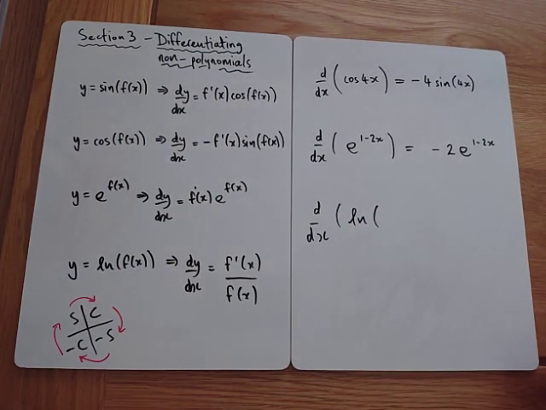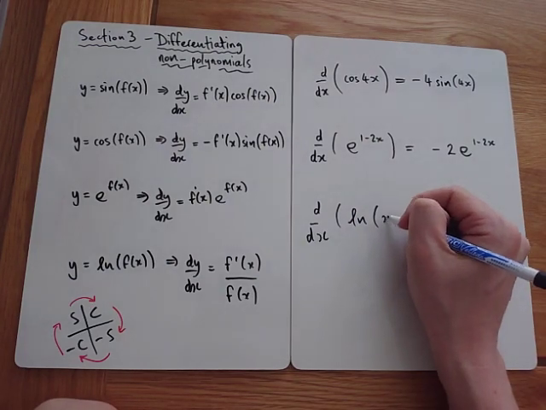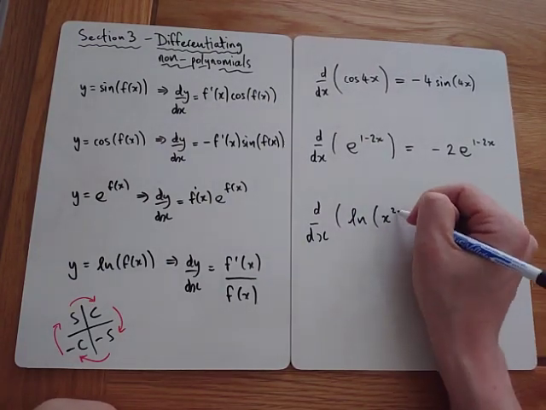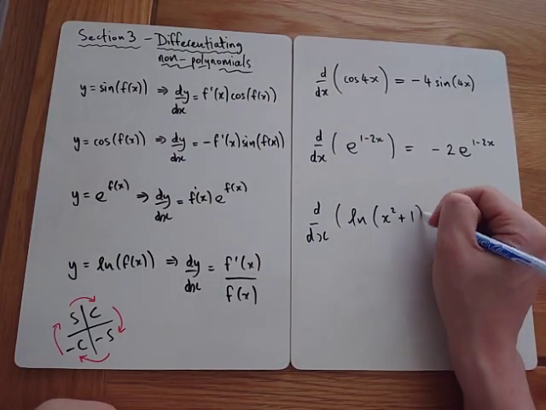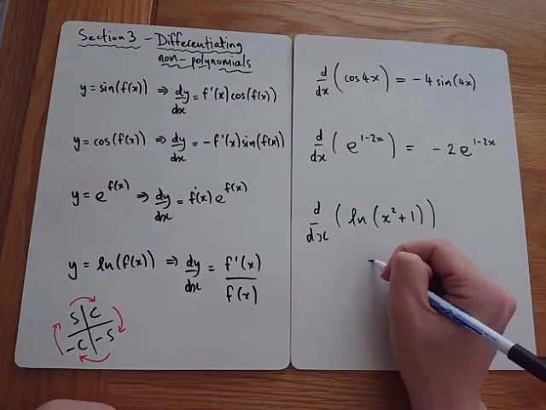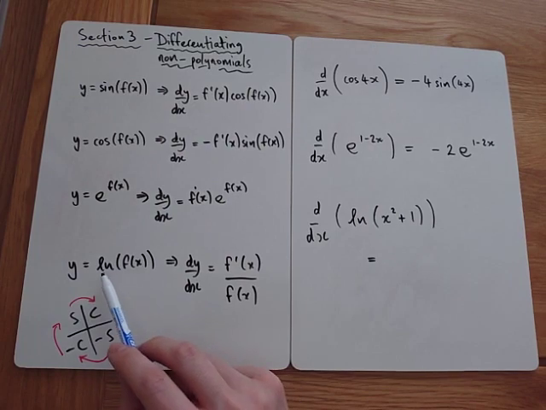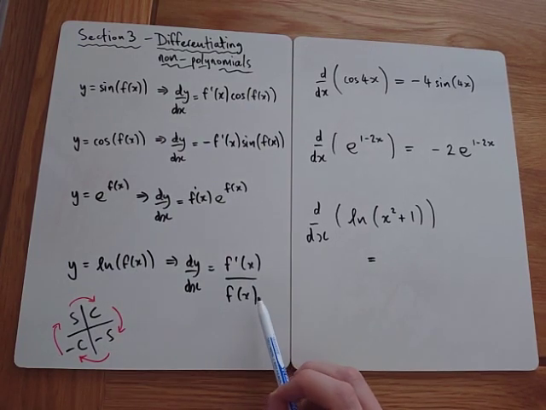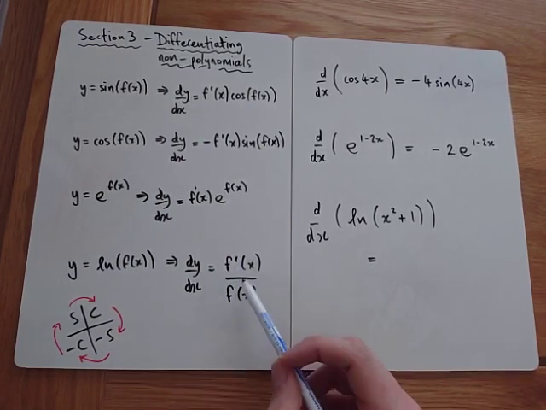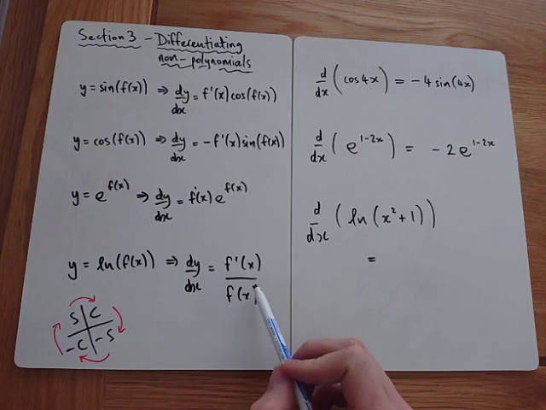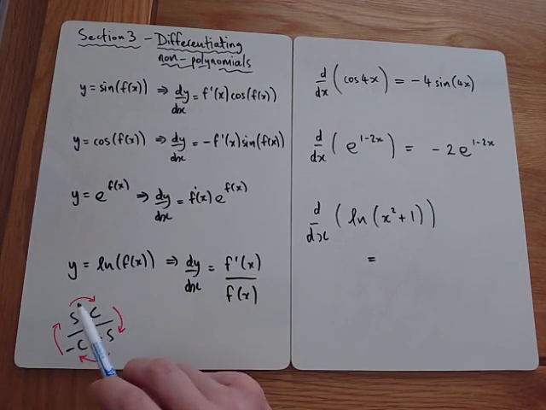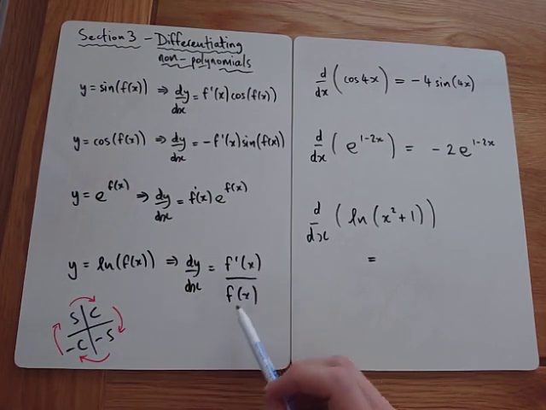So we want to differentiate ln of x squared plus 1. This one is the one that takes the longest to get used to, because when you differentiate a log function, it actually turns into a fraction. We will do a lot of this year, especially when we integrate, because we can go back the other way. But for now, just stay with me and try a few of these.